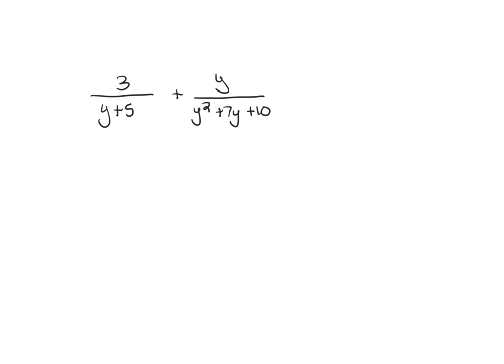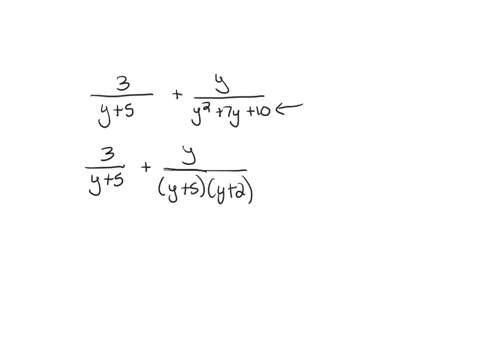All right, so now I'm into adding rational expressions. So to add fractions, you need a common denominator. And before I decide what that common denominator is going to be, I need to factor anything that I can. So 3 over y plus 5 plus y over, this factors to y plus 5 times y plus 2. So to get a common denominator, they both have the y plus 5. The left side's missing that y plus 2. So I'm just going to multiply top and bottom by y plus 2.